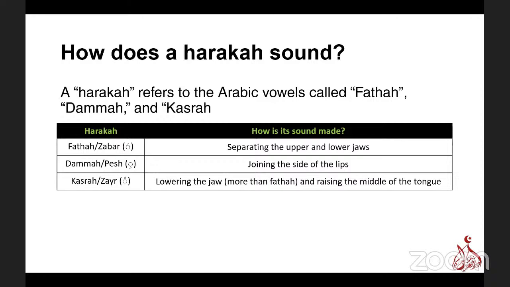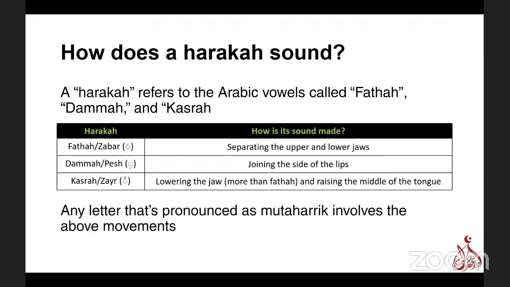When you want to pronounce a dhamma, the sides of your lips have to touch each other. Not the middle, the side of your lips. Mu. So if you do mu, you'll see the sides of your lips are touching each other. When you have to pronounce a kasra, the E sound, you have to lower your jaw even more than the fatha. And in the process of doing that, the middle of your tongue will rise too, but you don't need to worry about that. So me. You'll see the lower jaw lowers much more when you say a kasra, me.